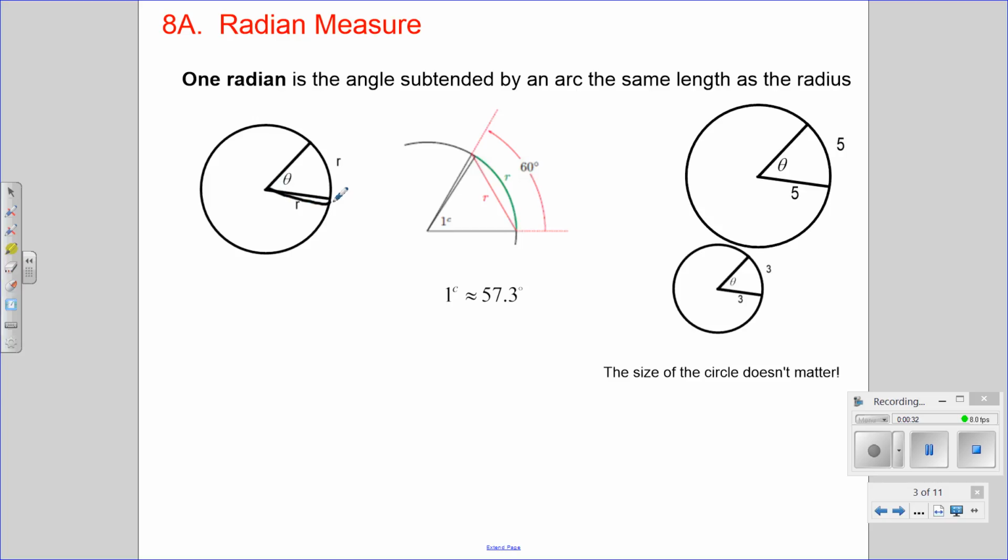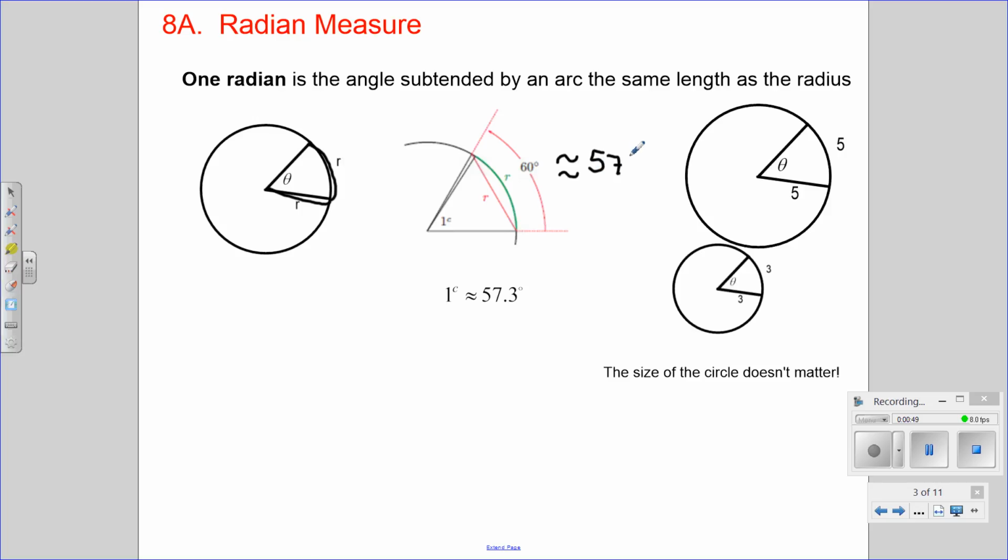We took the radius and we ticked along the circumference of the circle every time that we measured out one length of our radius. And we pretty much discovered that one radius length is close to 60 degrees. It was approximately 57 degrees.